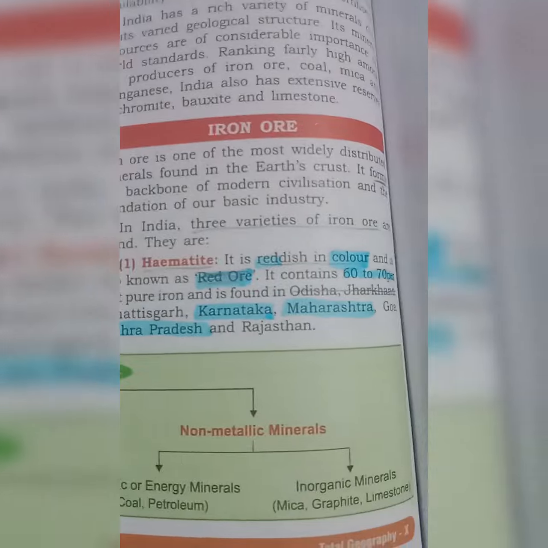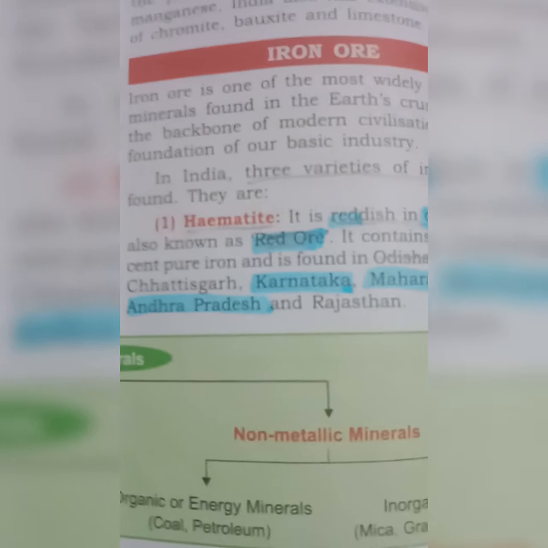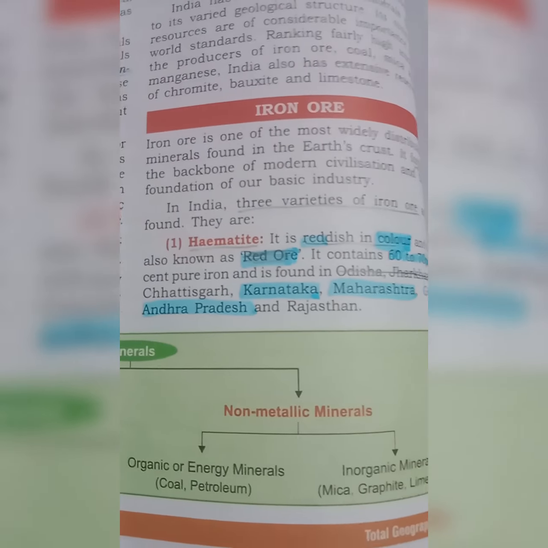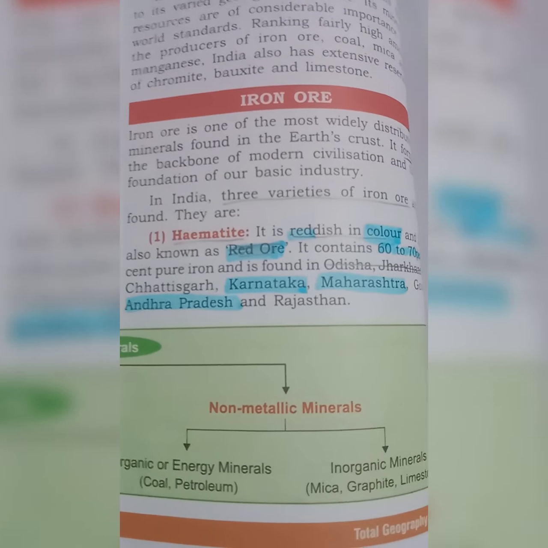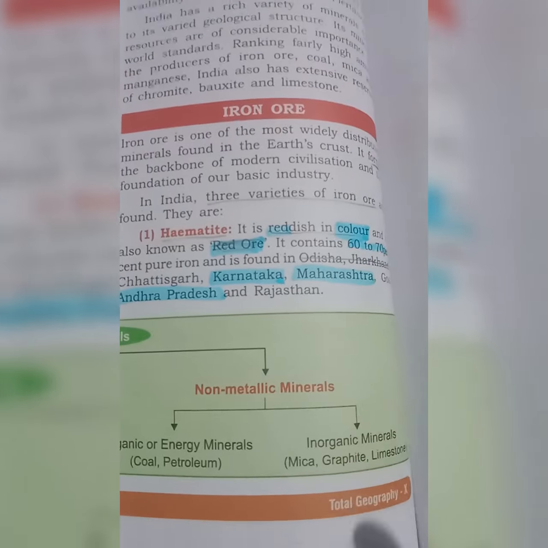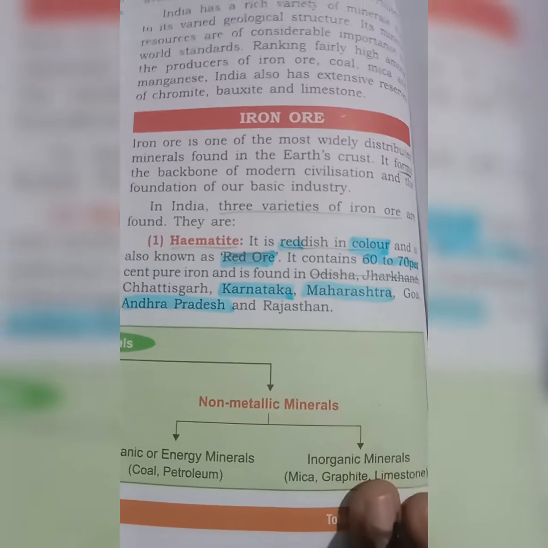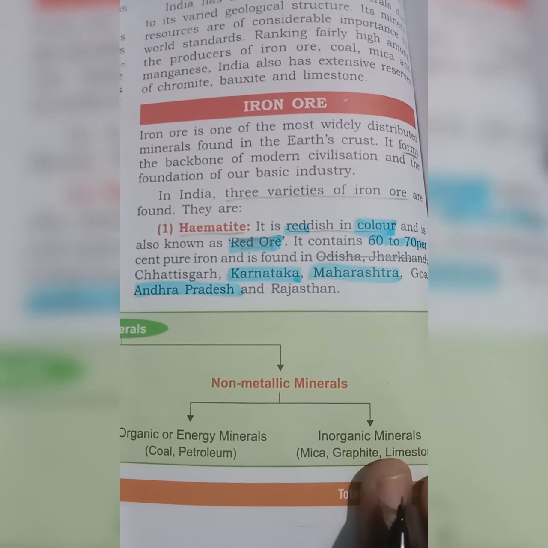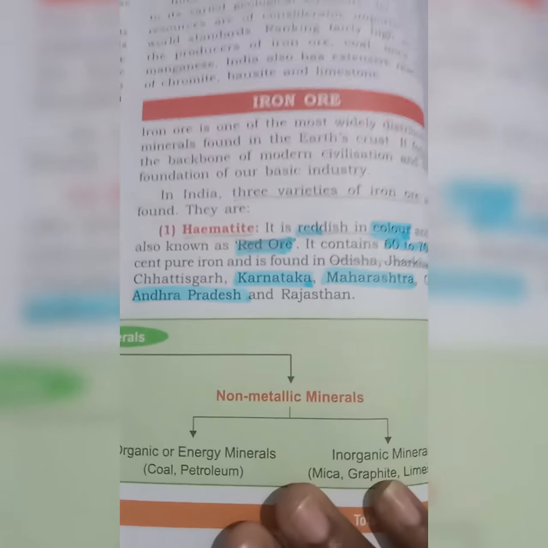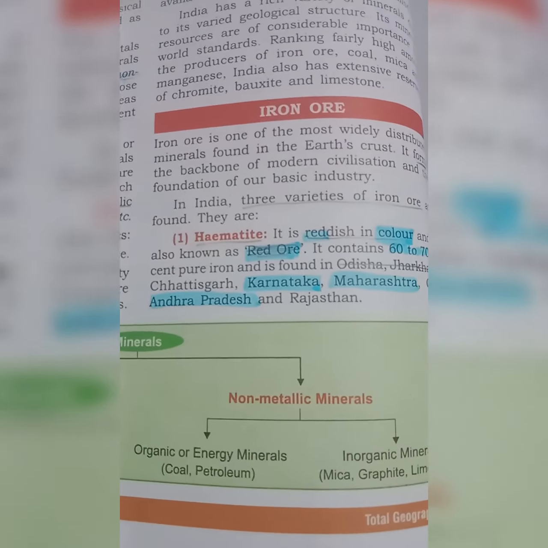In iron ore, there are three types: hematite, magnetite, and limonite. Hematite contains 60 to 70% pure iron, and it is also called red ore because it is reddish in color. It is mostly found in Odisha, Jharkhand, Chhattisgarh, Karnataka, Maharashtra, Goa, Andhra Pradesh, and Rajasthan. You can remember any three or four of them, that's enough.